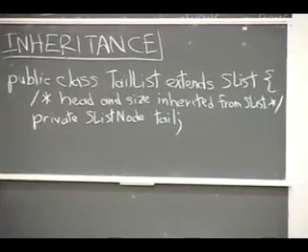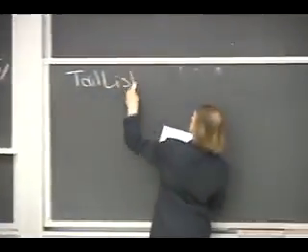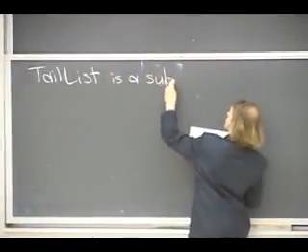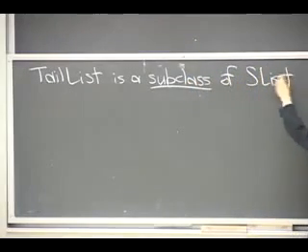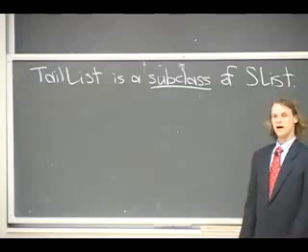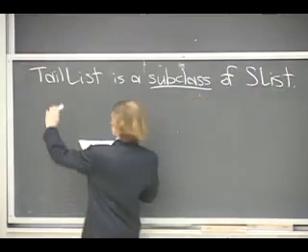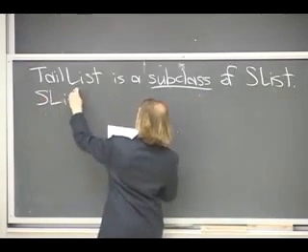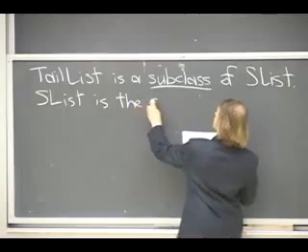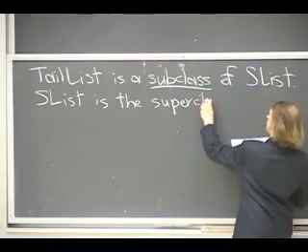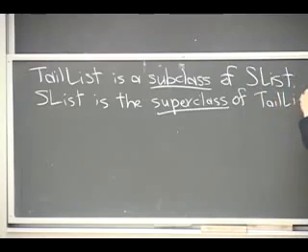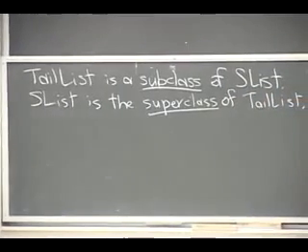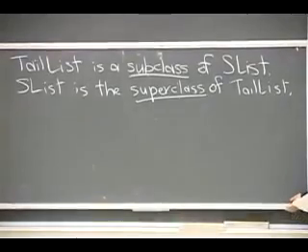Taillist is said to be a subclass of S-list. And just like a parent has a child, S-list is said to be the superclass of taillist. And a taillist has three fields, head, size and tail.